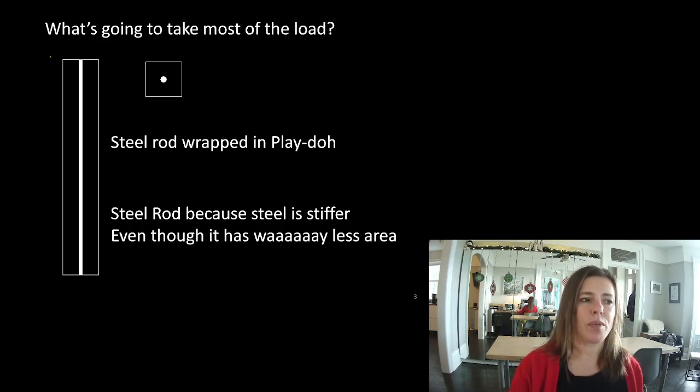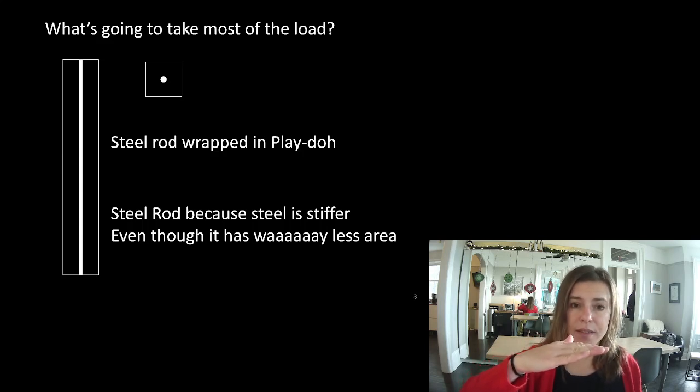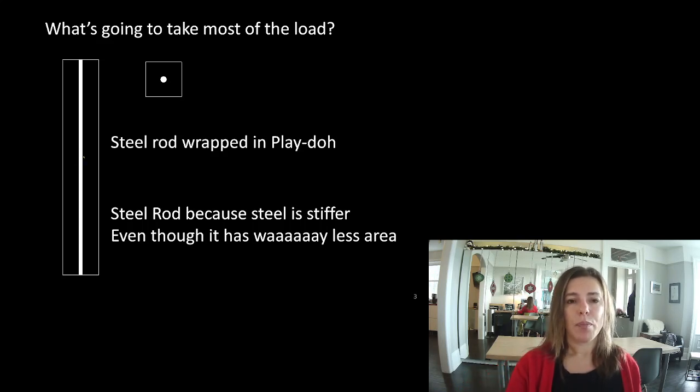You know that the majority of the load is going to go into the steel rod. The Play-Doh is going to deflect some, leaving the steel rod as the stiffer element. But technically they're moving together. It's just that the Play-Doh moves so easily that it offers up very little resistance. So this one's pretty obvious. We can look at this and we know the steel rod's going to carry all the load.